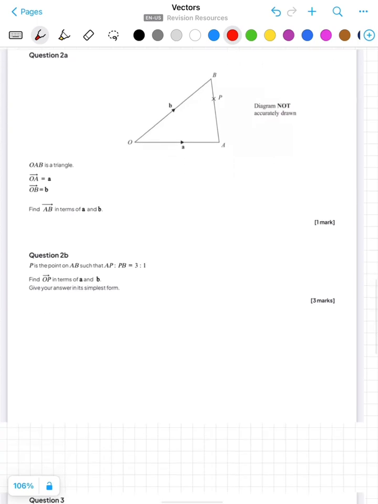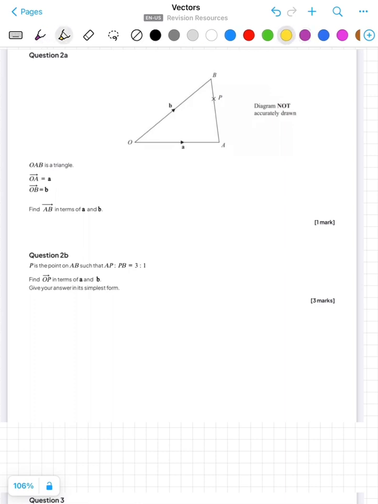On to slightly more difficult vectors questions now. OAB is a triangle. O to A is a and O to B is b. Find AB in terms of a and b. So we want to get from A to B, but you notice we cannot go via this route because we don't know what any of the vectors along that line are.